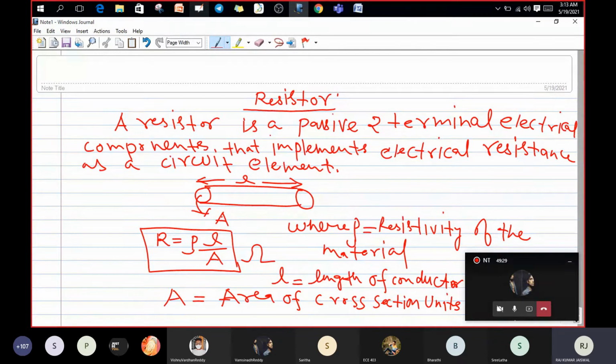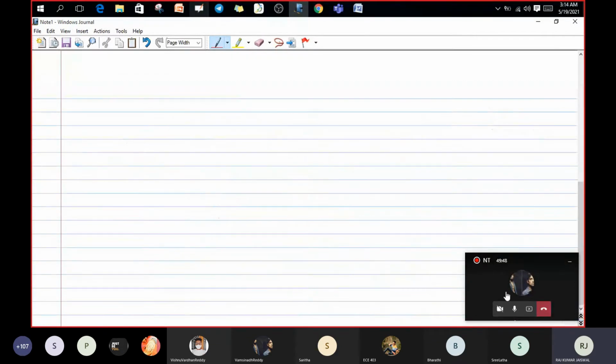Could anyone tell me what you mean by resistivity? Anyone from the class, what do you mean by resistivity? Inverse of conductivity. Increasing the value. Actually, whatever you are saying, that is one step ahead. What do you mean by resistivity?